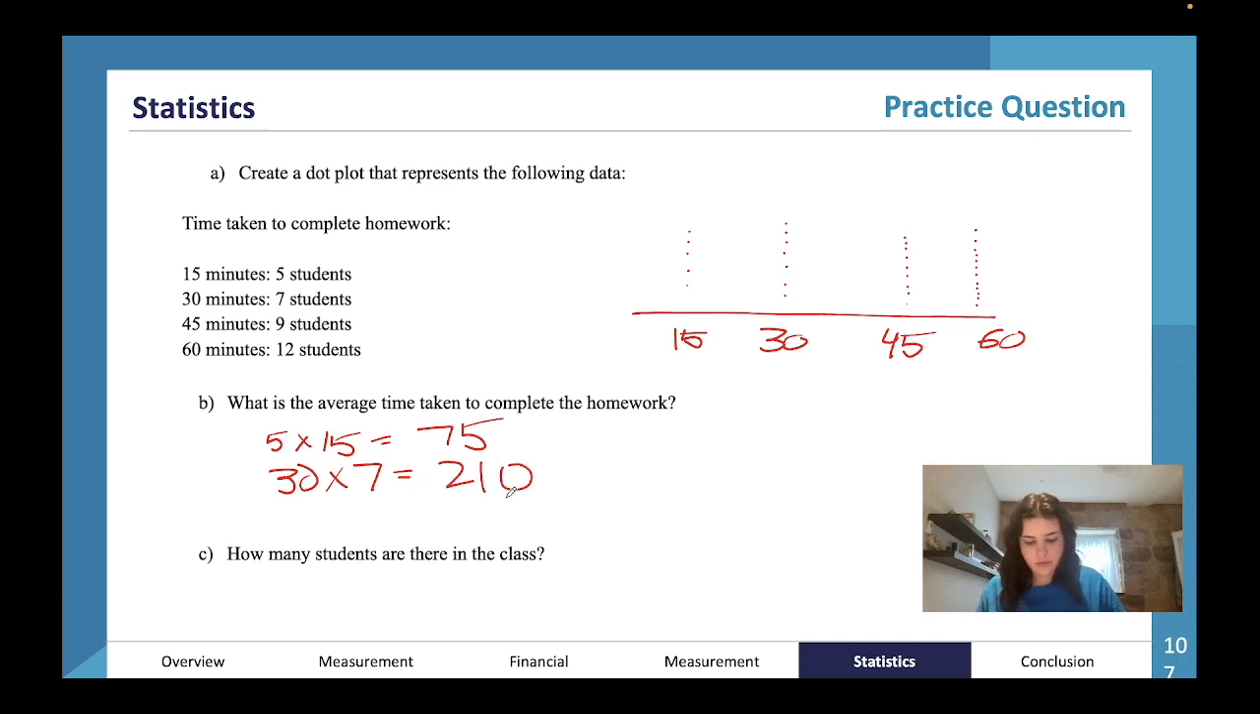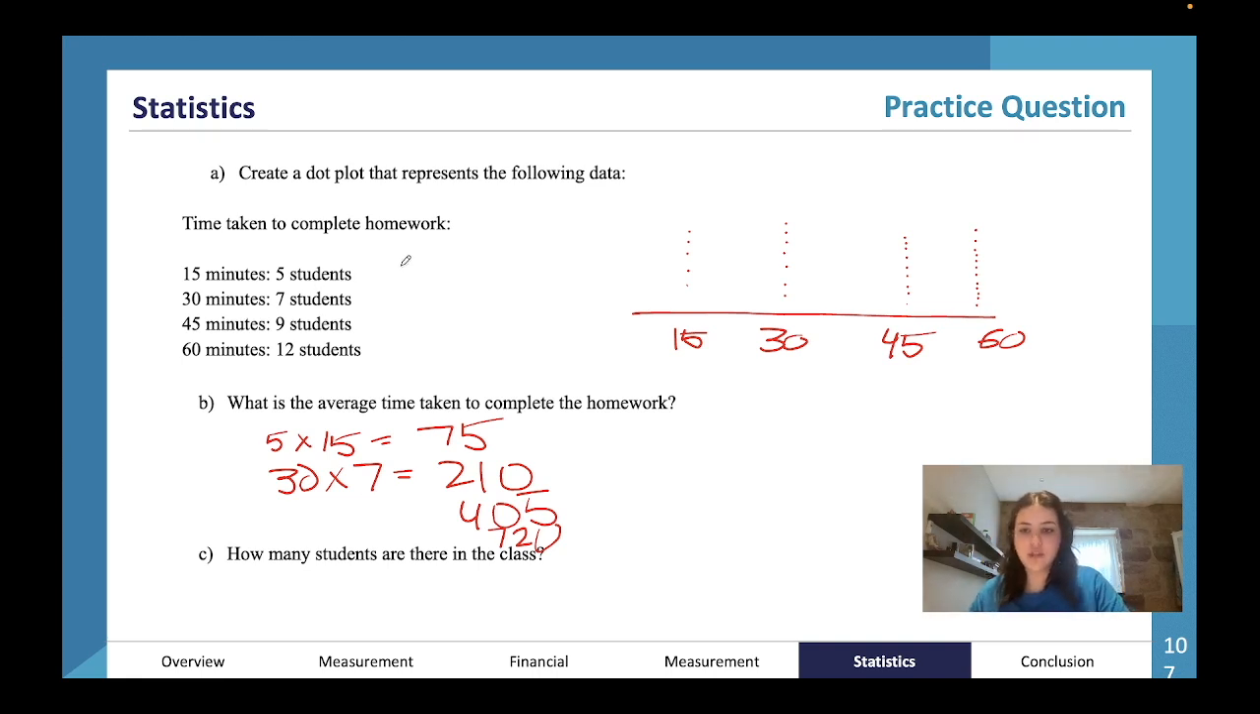Let me save you this. 45. That's Luna if you can hear her. Times 9. 405. 60 times 12. 720. So we have an array of different amounts of minutes.